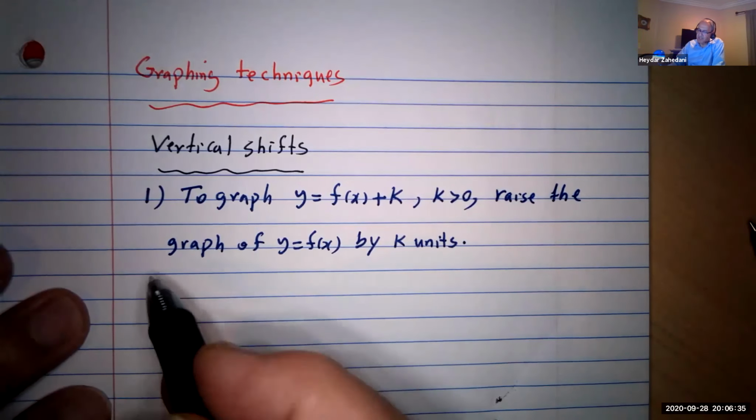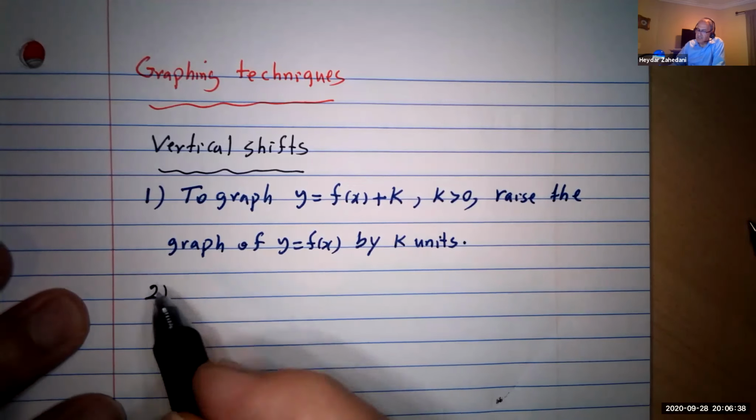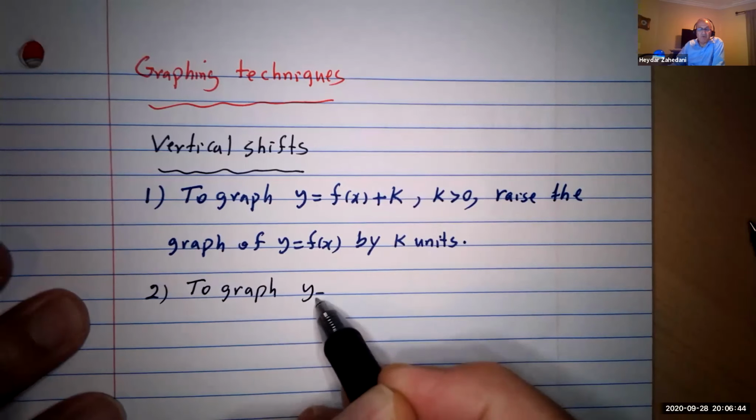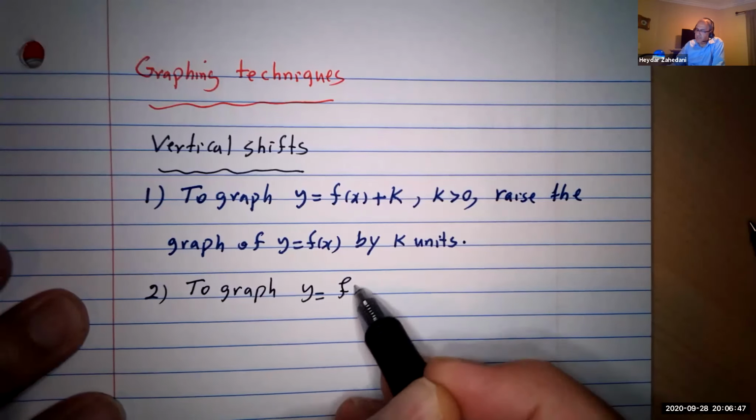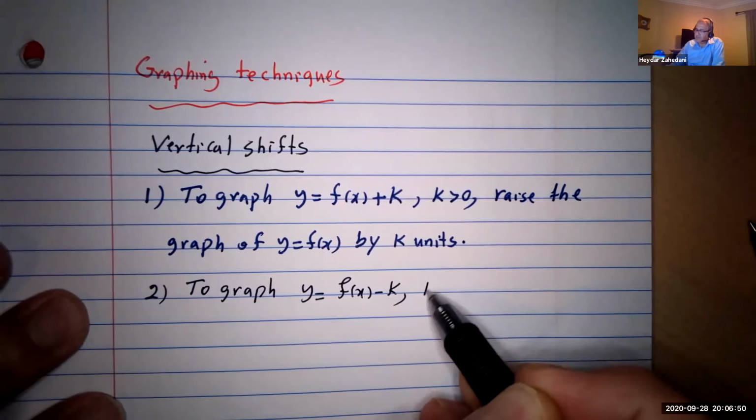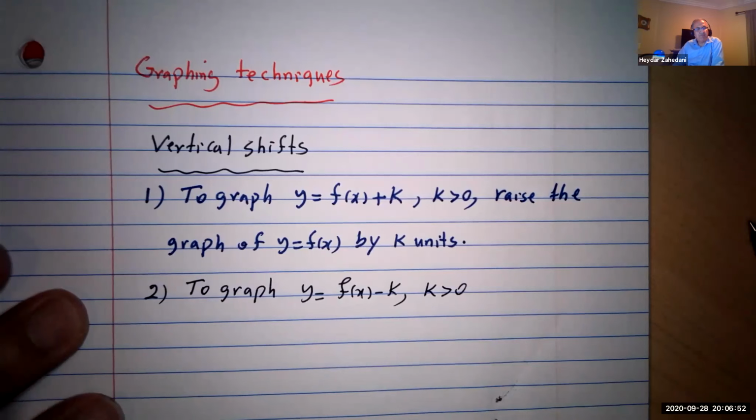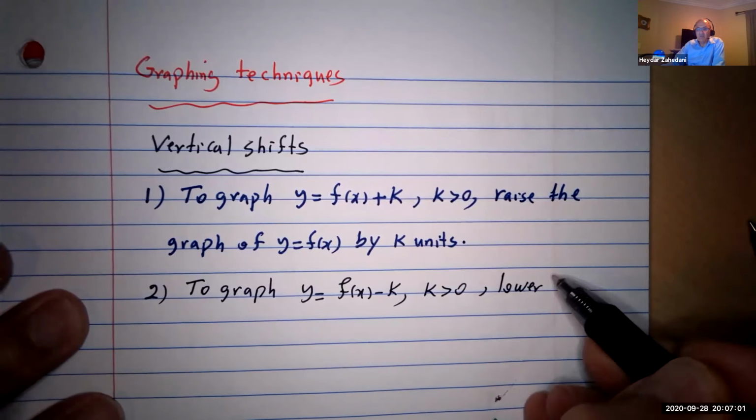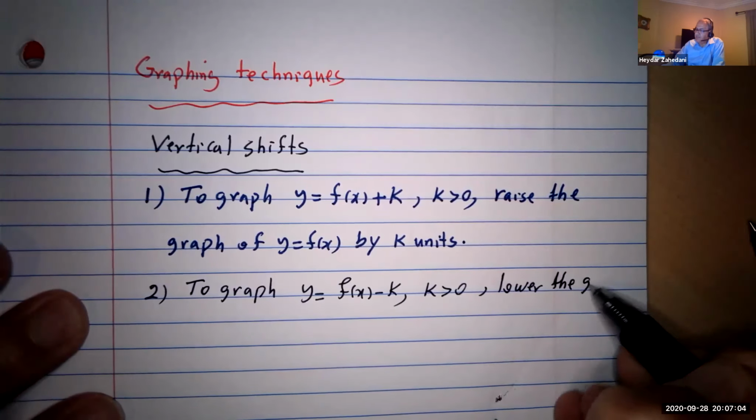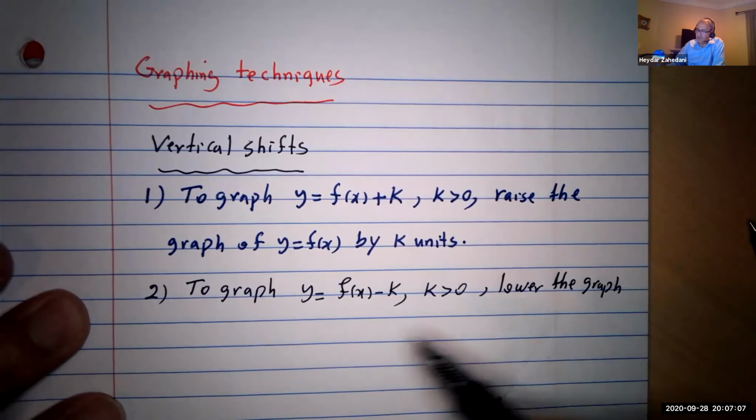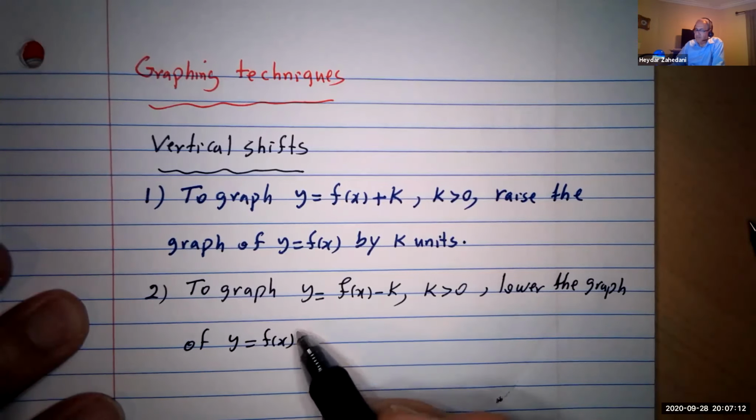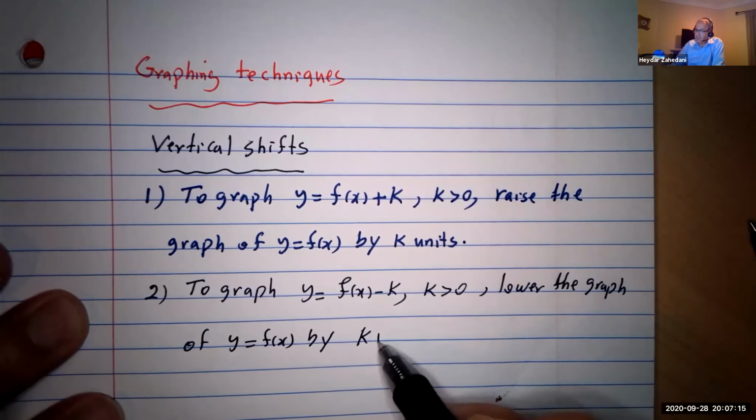So the second case is, again, to graph y equal to f of x minus k. When k is a positive number, you graph y equal to f of x first, then you pull it down, lower it. So you're going to lower the graph of y equal to f of x by k units.